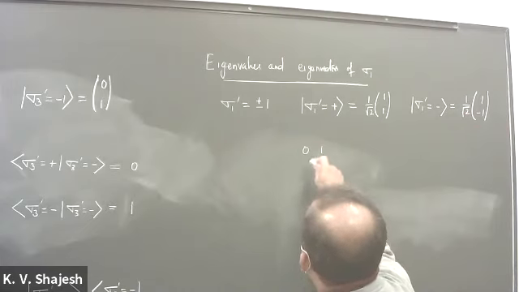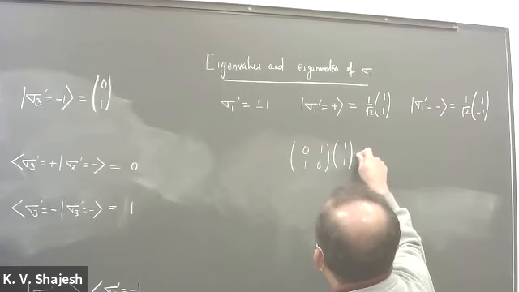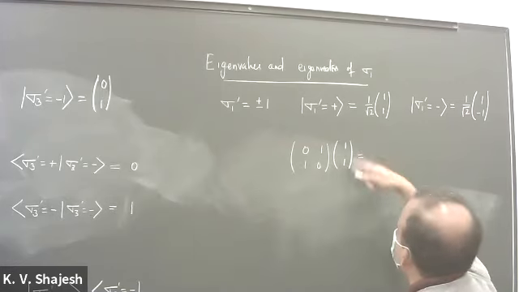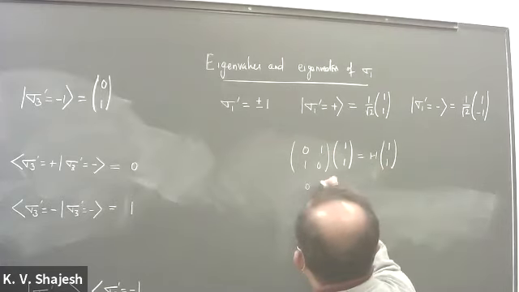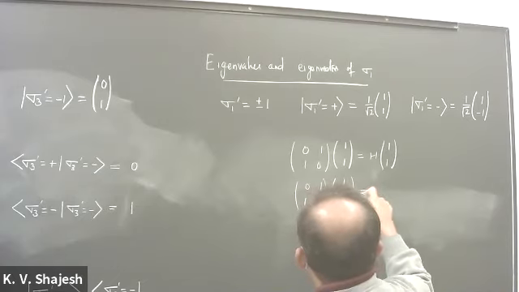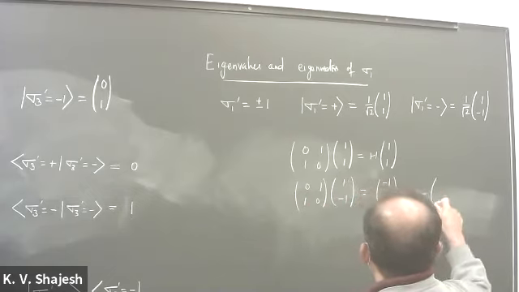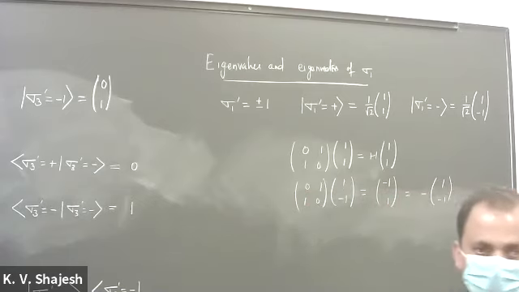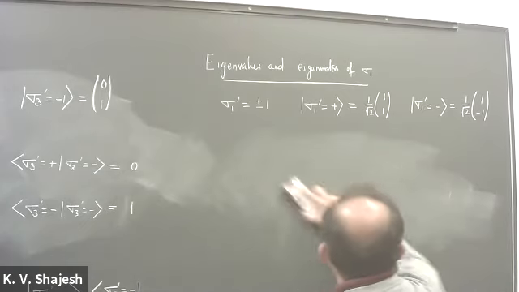Check it. 0, 1, 1, 0 times 1, 1 up to root 2 comes out anyway. So this is equal to 1. That's plus 1. And 0, 1, 1, 0 times 1, minus 1 is equal to minus 1, and 1, minus 1, up to a phase, up to a constant.